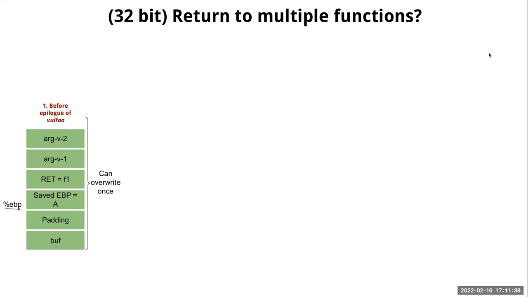Okay. So for the 32-bit, let's say we want to know if it's possible to call multiple functions. Assume this is what the stack looks like for the vulnerable function, and this is before the epilogue of the vulnerable function. So we have the EBP pointing to the saved EBP. On top of that, we have the return address. So it would be function one, where function one calls the vulnerable foo.